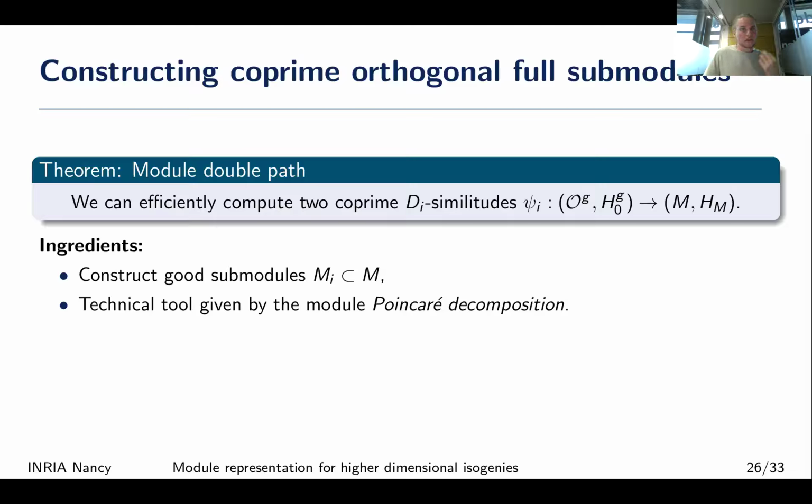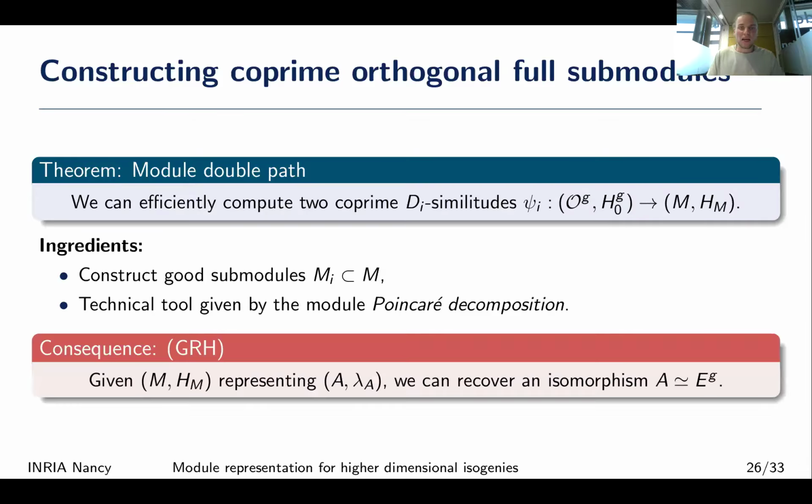Okay. And so now that we have our double pass, I just wanted to highlight a consequence that I find beautiful: given this module representation, so given M and a Hermitian form representing some polarized abelian variety, we can compute an isomorphism between A and E^g, the maximal abelian variety of dimension g. So the next slide is the technical slide of my presentation.